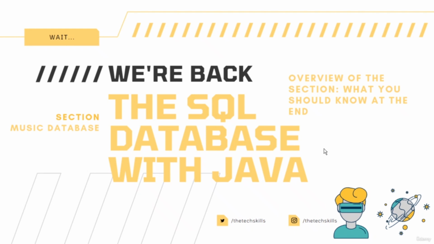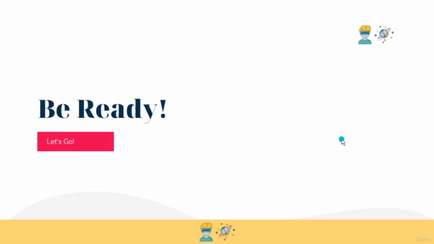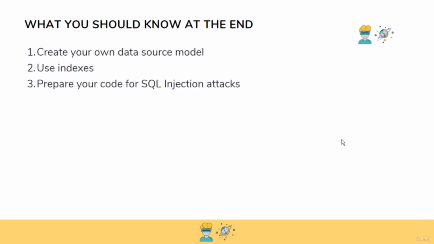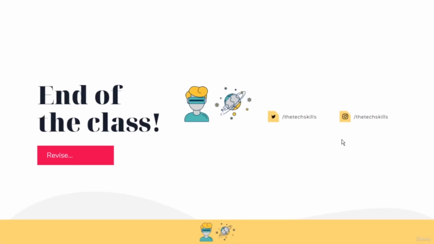We're going to get an overview of this section, what you should know at the end. Be ready and let's go. At the end, you should know how to create your own data source model, use indexes, prepare your code for SQL injection attacks, and write your own transaction. This is the end of the class. Let's move to the next lecture.